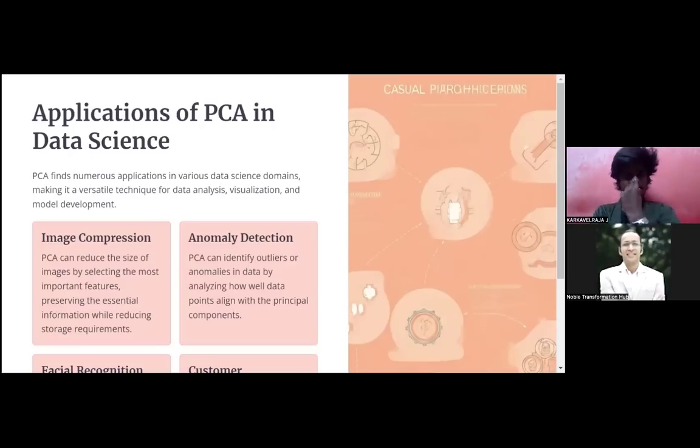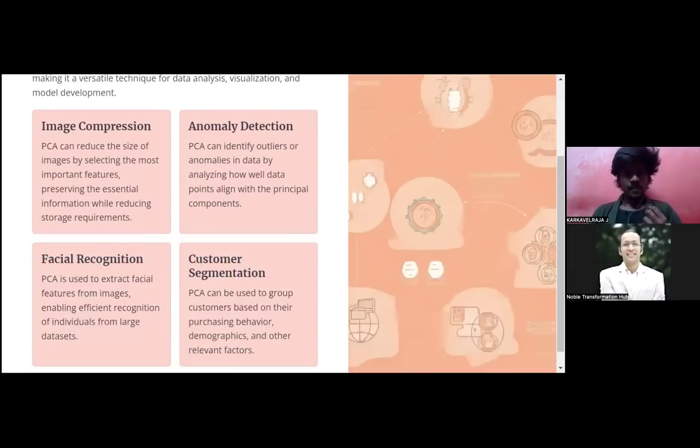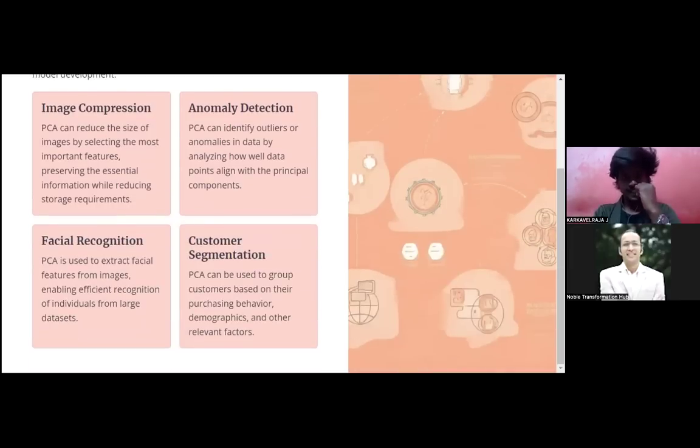Facial recognition, customer segmentation. Wherever you see all these behaviors in the industry, you can apply this PCA according to the behaviors.